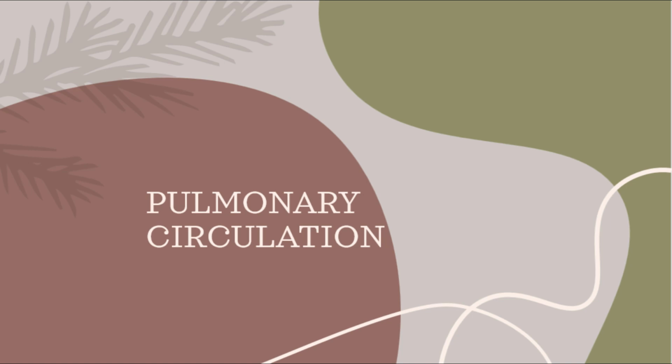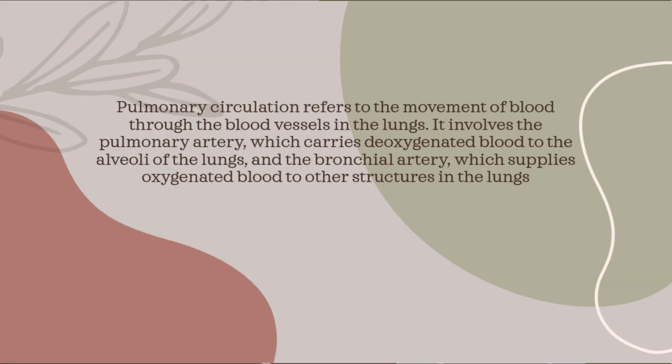Pulmonary circulation. Pulmonary circulation refers to the movement of blood through the blood vessels in the lungs. It involves the pulmonary artery, which carries deoxygenated blood to the alveoli of the lungs, and the bronchial artery, which supplies oxygenated blood to other structures in the lungs.